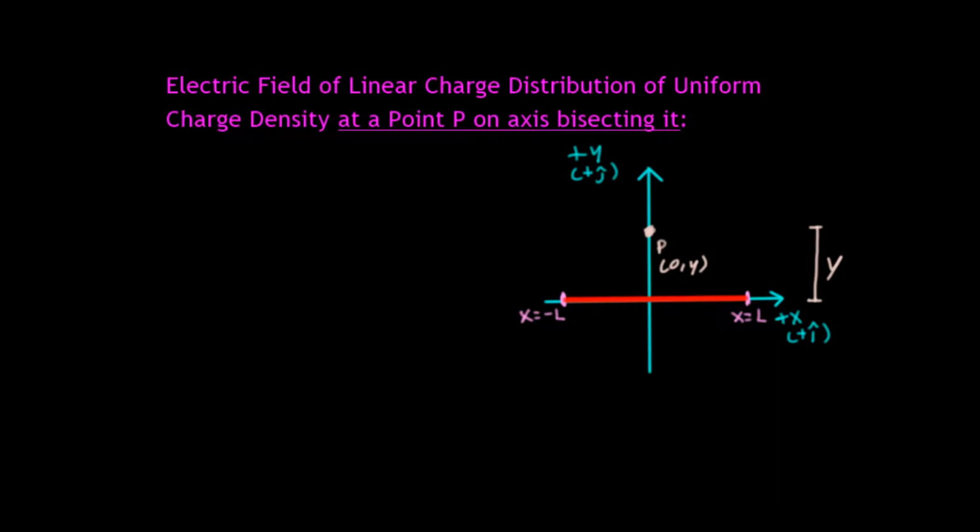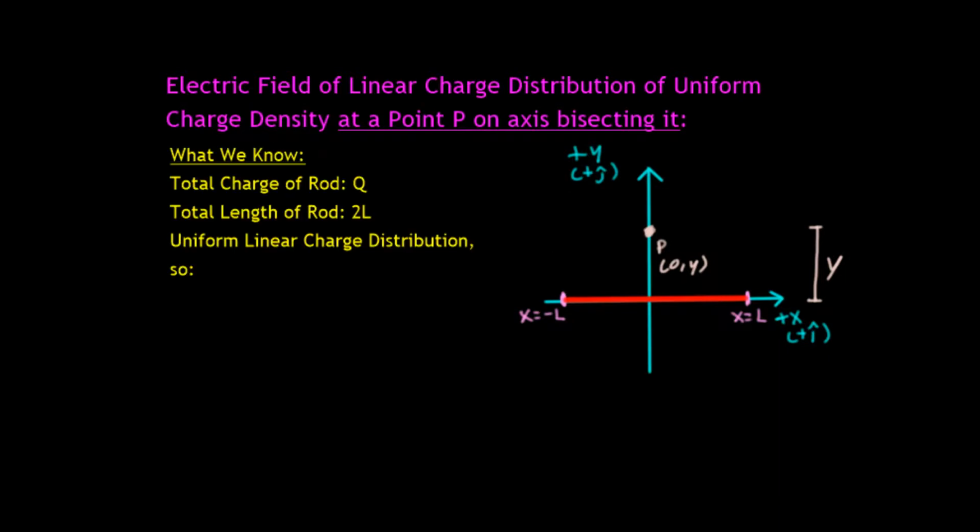So let's start with a couple things that we know. The total charge of the rod is Q. Sometimes you might see people write it as a lowercase q. Whether you write it as an uppercase Q or lowercase q doesn't really matter. I tend to write the total charge of the rod as an uppercase Q and then write my dq's with a lowercase q. But you could also write it as dq with the uppercase Q. Either way works. The total length of the rod is 2L.